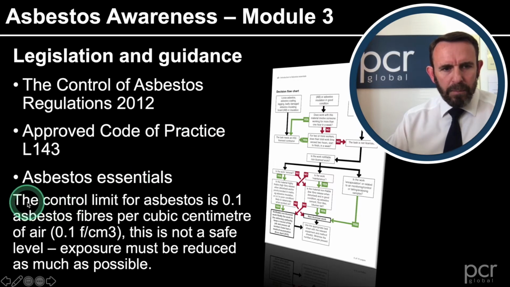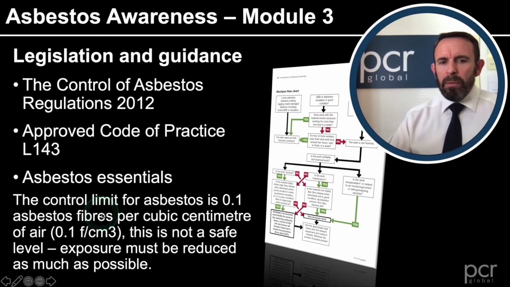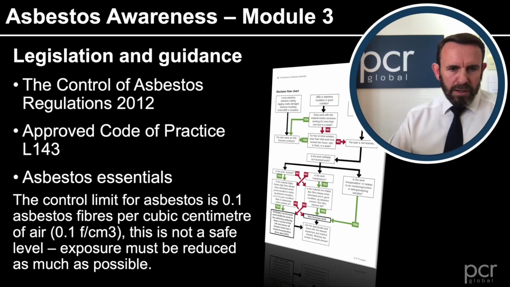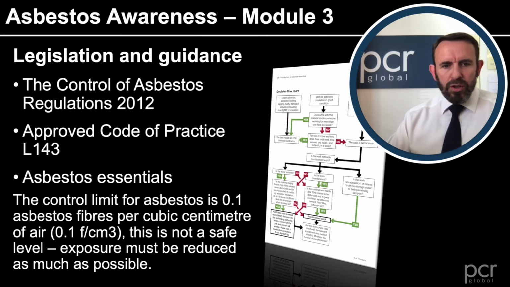It's worth noting that the control limit for asbestos is 0.1 asbestos fibres per cubic centimetre of air. And you must know that it's not a safe level. Exposure must always be tried to be reduced as much as possible below that level.